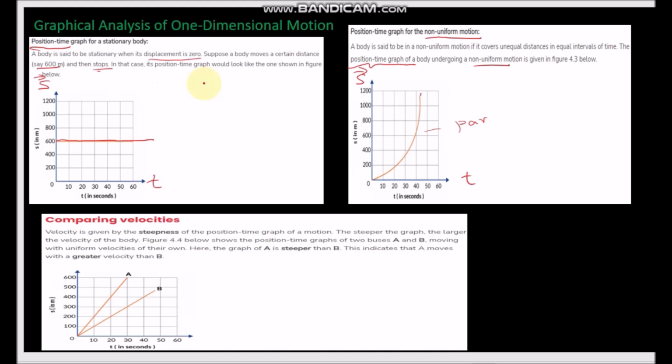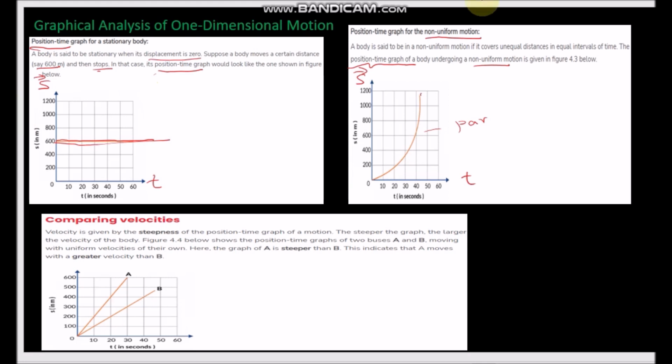The graphical analysis of one-dimensional motion. You see that the position means the displacement time graph. Here we have a body is said to be stationary when the displacement is zero. Suppose a body moves a certain distance, let's say 600 meters, and then stops. In this case, its position time graph would look like the one shown in the figure below. That means this is the displacement time graph, and it's stationary. You see, it's horizontal.